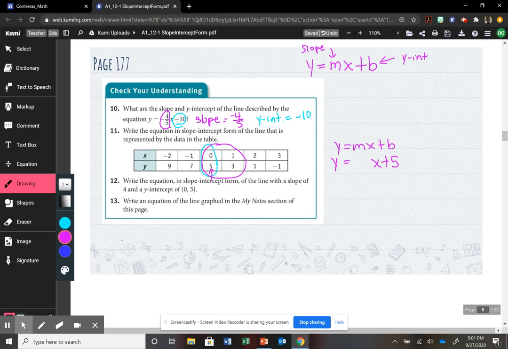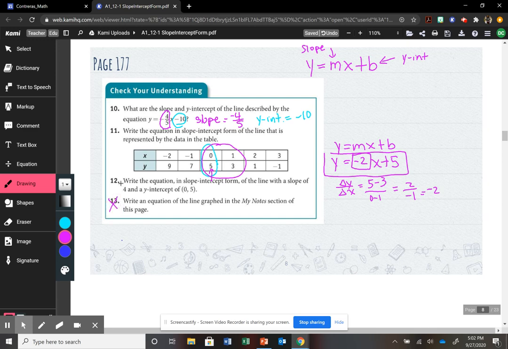So I could do 5 take away 3. And I keep the same order. If I start here, I got to do 0 minus 1. So 5 take away 3 is 2. This is -1, so this gives us a -2. So that would go here. That's our slope. Okay, so this is our equation.